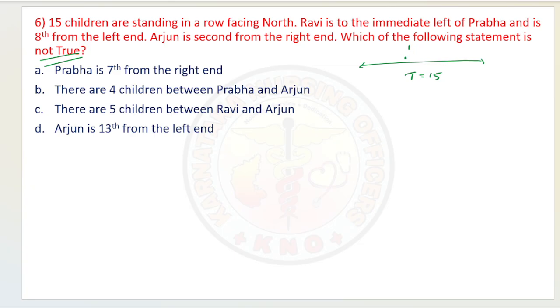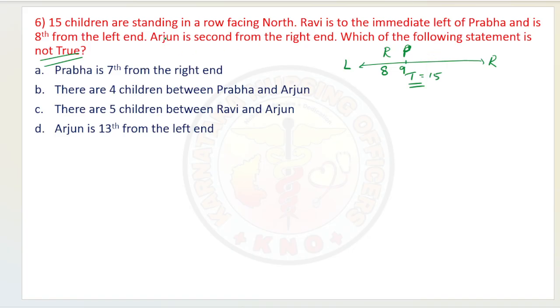So Prabha is sitting on the left side. Let me write. Here is Prabha. Okay. And Ravi is to the immediate left of Prabha. Immediate left of Prabha means here is left and here is right. Okay. So here is the Ravi position, and he is 8th from the left hand position. So Ravi position is 8, which means what is Prabha position? 9, right? Prabha position is 9 and total 15 children are there.